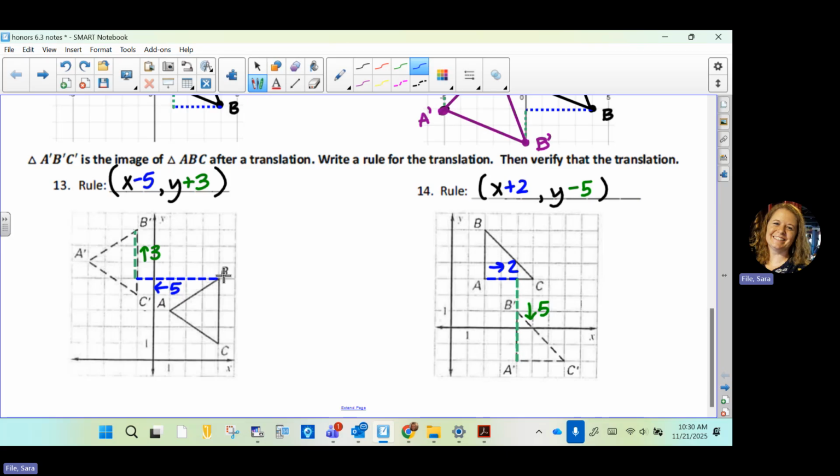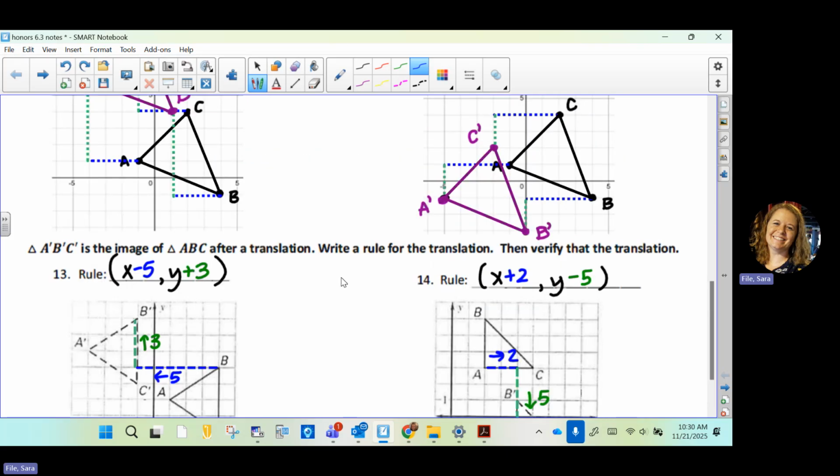Okay, and this one from B to B prime, I did that. And you could check them all. You don't have to, though. They should all be the same translation rule, or they're not similar or congruent. And that's it for translations.